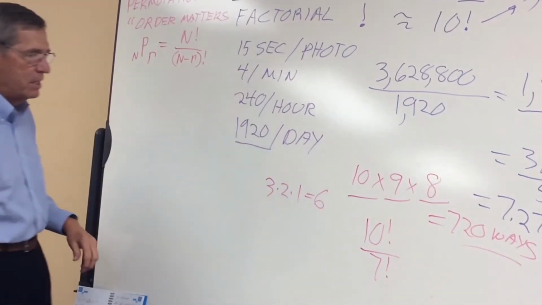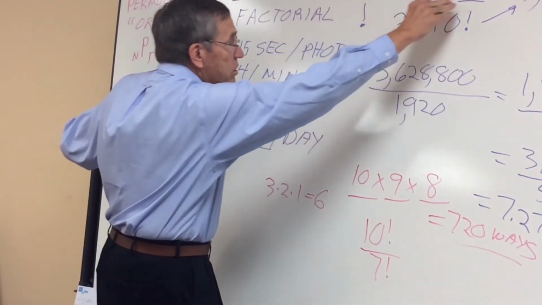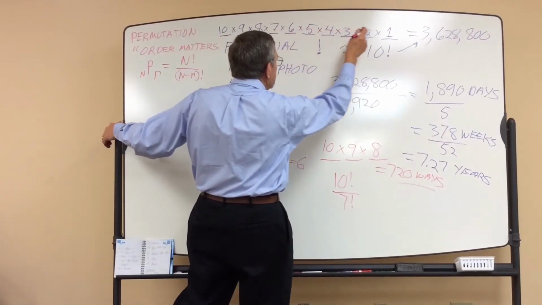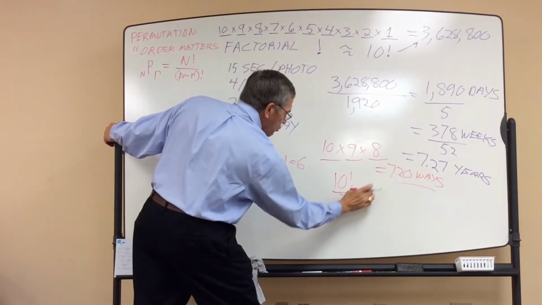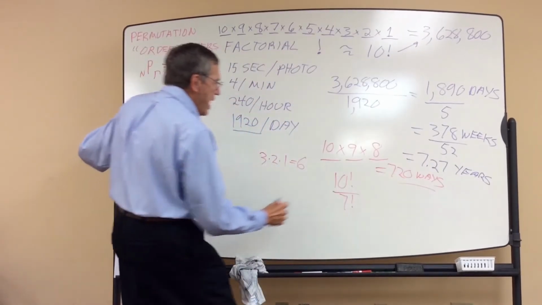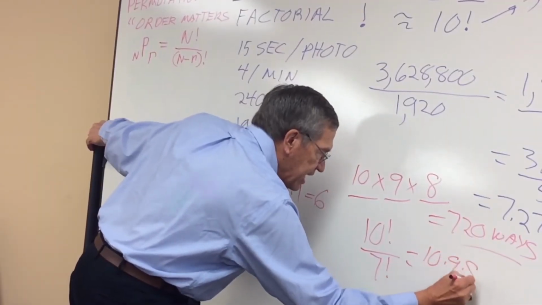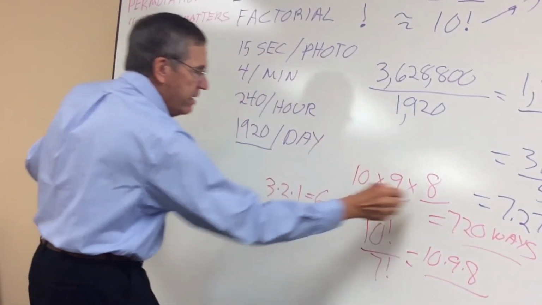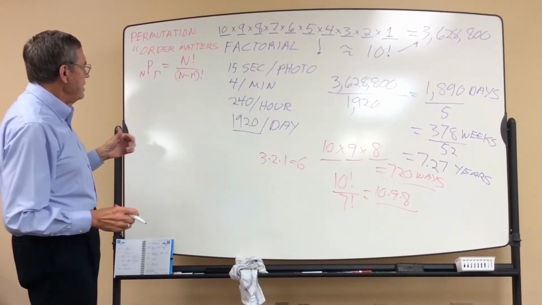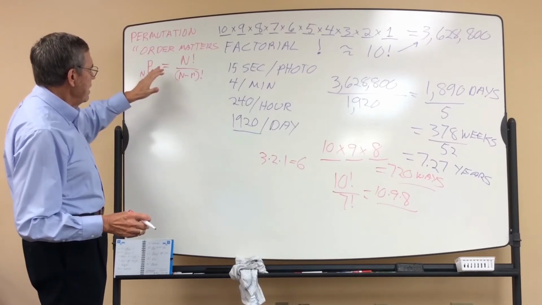Let's look what happens. 10 factorial is 10, 9, 8, 7, 6, 5, 4, 3, 2, 1. 7 factorial is 7, 6, 5, 4, 3, 2, 1. The 7 factorial cancels out the bottom part of the 10 factorial, and we are left with 10 times 9 times 8, which is exactly what we had here. Okay? Now, what if we're taking them 10 at a time?